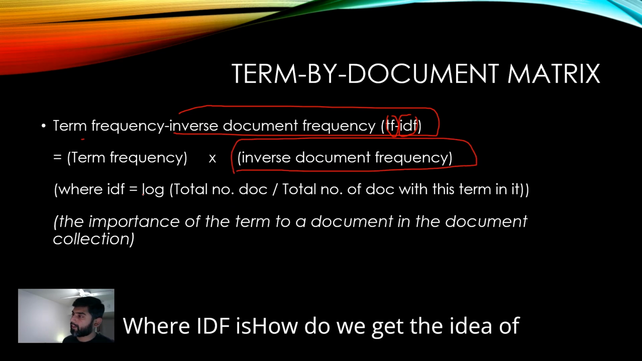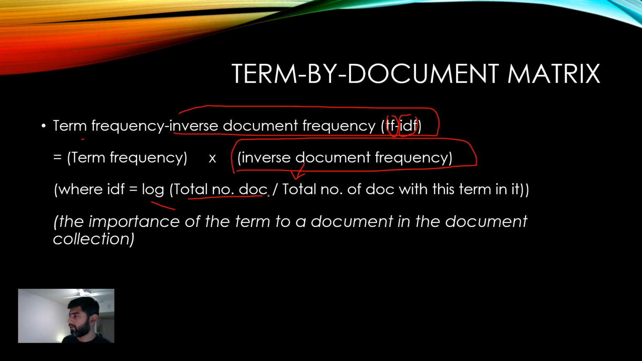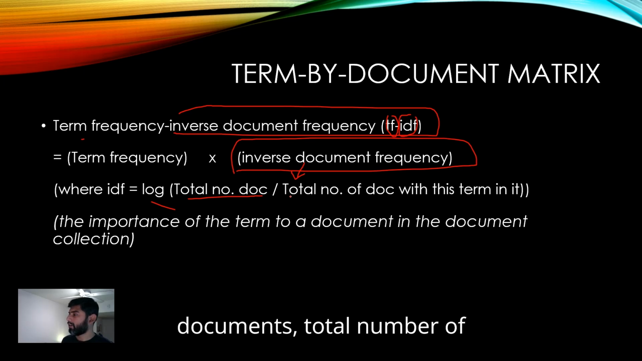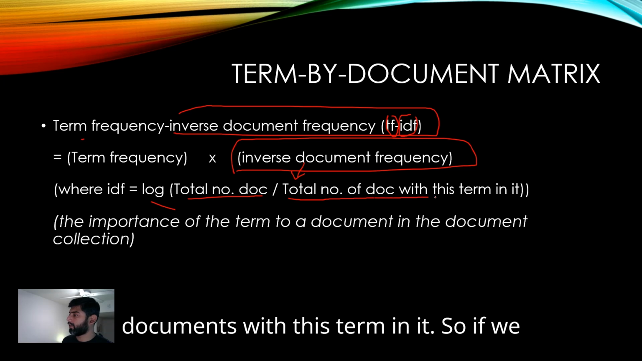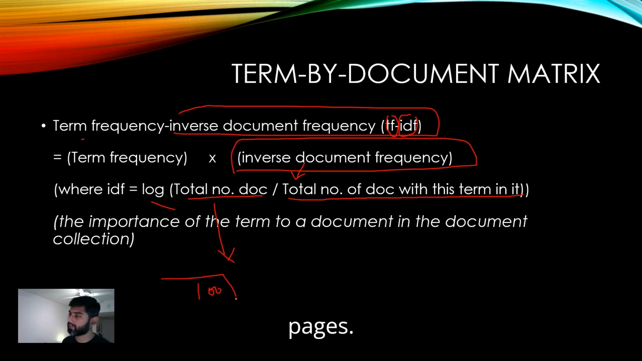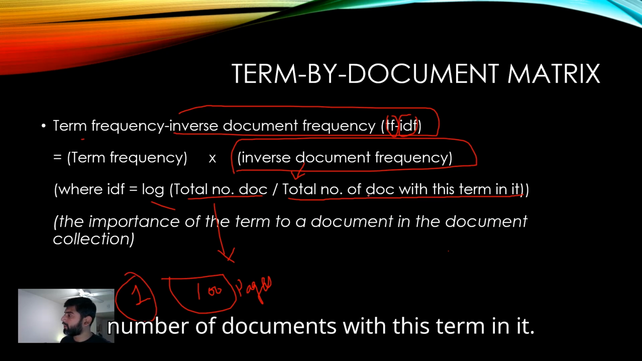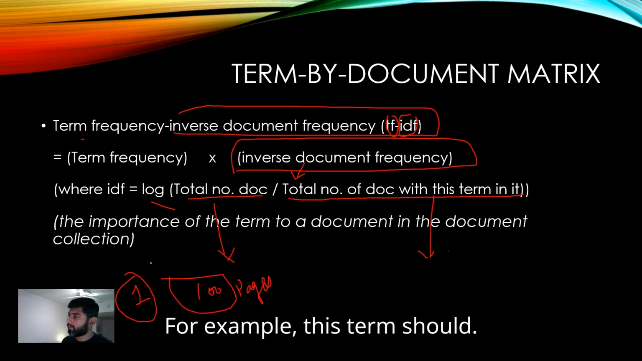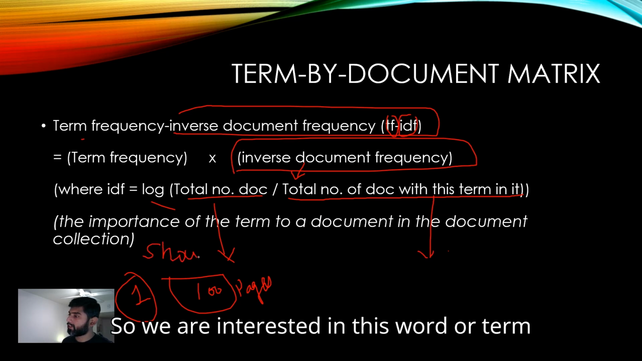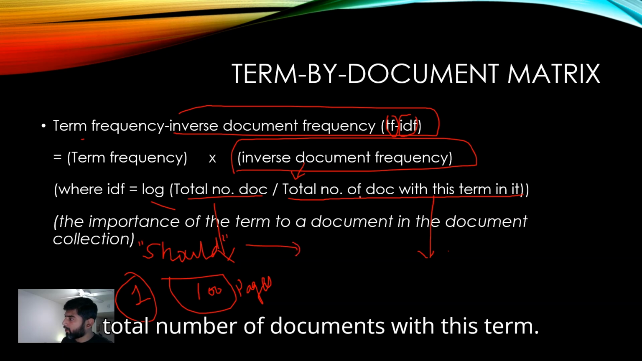Where IDF is, how do we get the IDF, inverse of document frequency? We got a formula for that: log of total number of documents over total number of documents with this term in it. So if we got 100 documents or 100 pages in a Microsoft Word file, for example, and we are talking about page 1 right now, total number of documents is 100. For example, we are interested in this word or term called should, and total number of documents with this term.